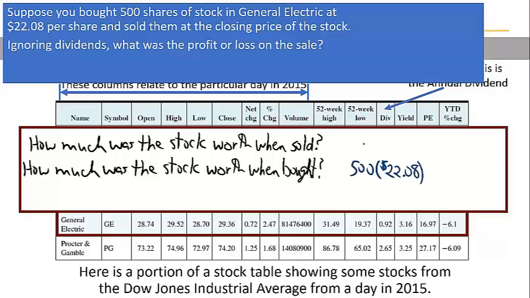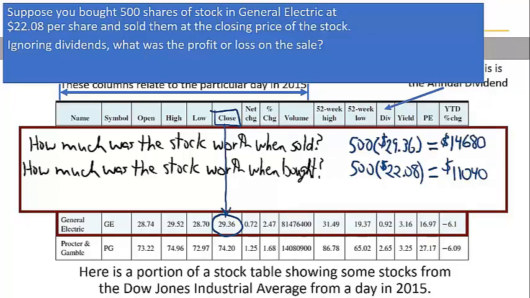Well, it told you you bought the shares at $22.08 per share, and you bought 500 shares, so obviously 500 times $22.08 tells you that the stock was worth $11,040 when you bought it. Well, how much was it worth when you sold it? It's still 500 shares of stock, but you need to know the selling price, and that's where you have to look in the table. So you go into the table and you look in the closing column and go down to the General Electric row, and you find out that the closing price of that stock was $29.36. So that's what you sold it for. So 500 times $29.36 comes out to be $14,680.